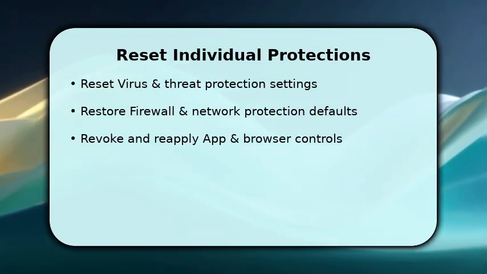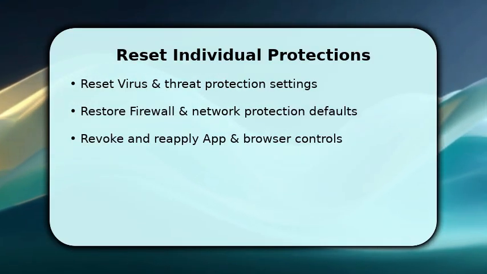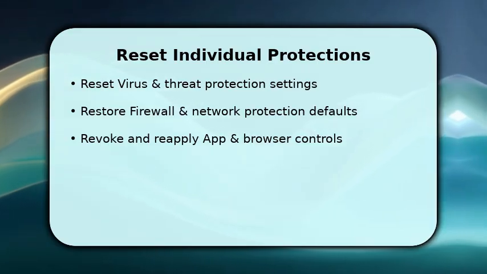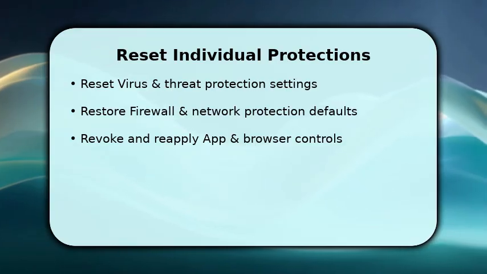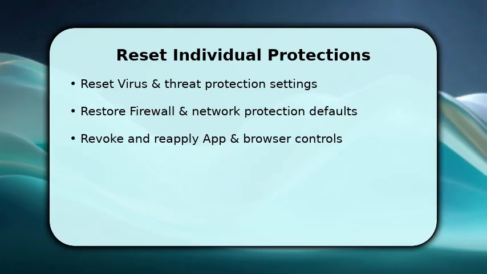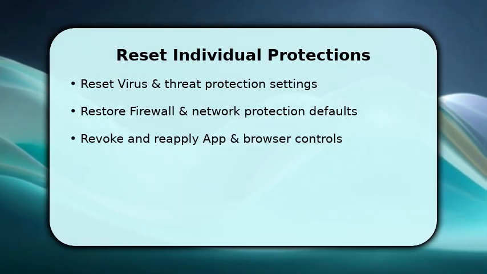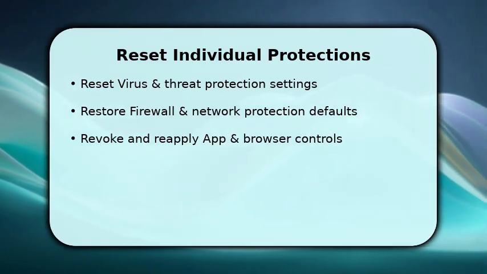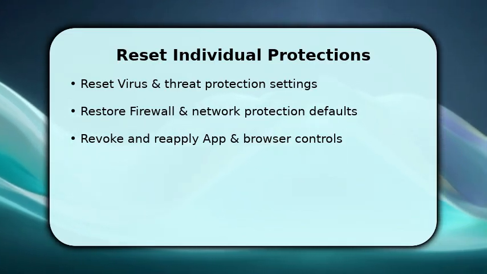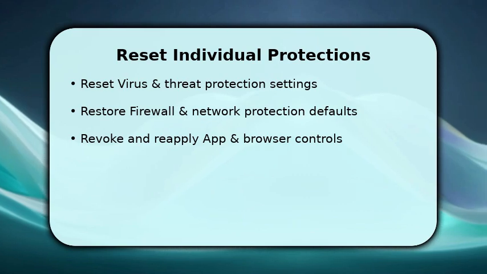In Virus and Threat Protection, choose Manage Settings and use the Reset options or toggle real-time protection off then on. This refreshes definitions and service state. Next, go to Firewall and Network Protection and restore defaults for each profile to clear custom rules. Then check App and Browser Control to reset reputation-based protections and reassess controlled folder access.